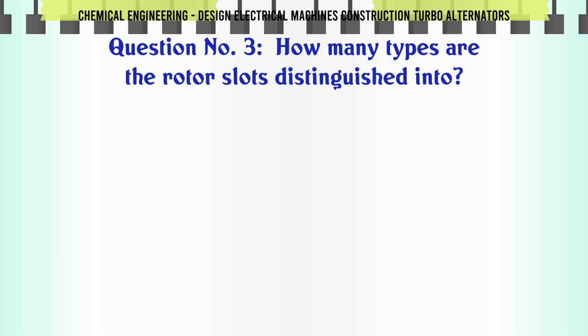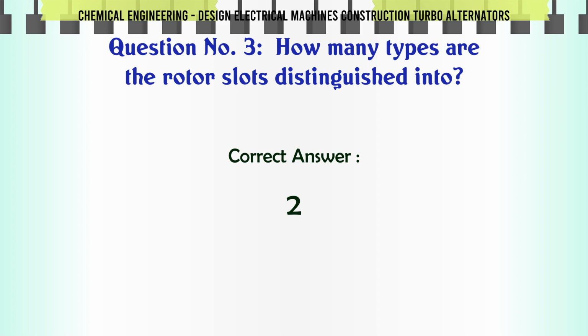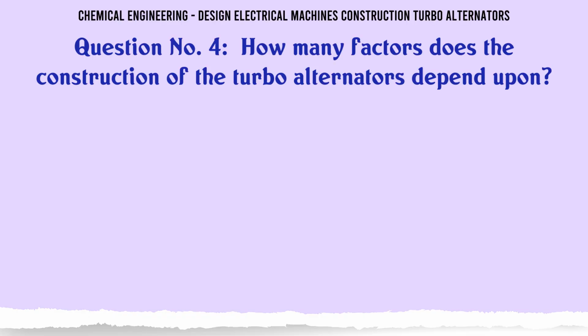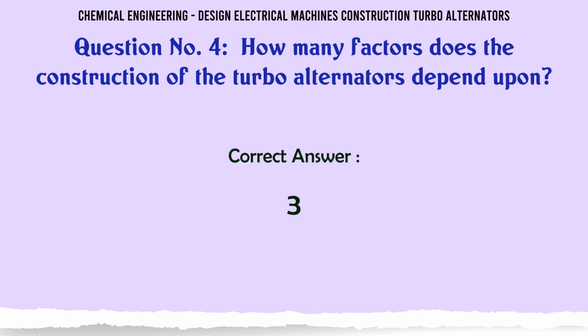How many types are the rotor slots distinguished into? A: 2, B: 3, C: 4, D: 5. The correct answer is 2. How many factors does the construction of the turbo alternators depend upon? A: 2, B: 4, C: 3, D: 6. The correct answer is 3.